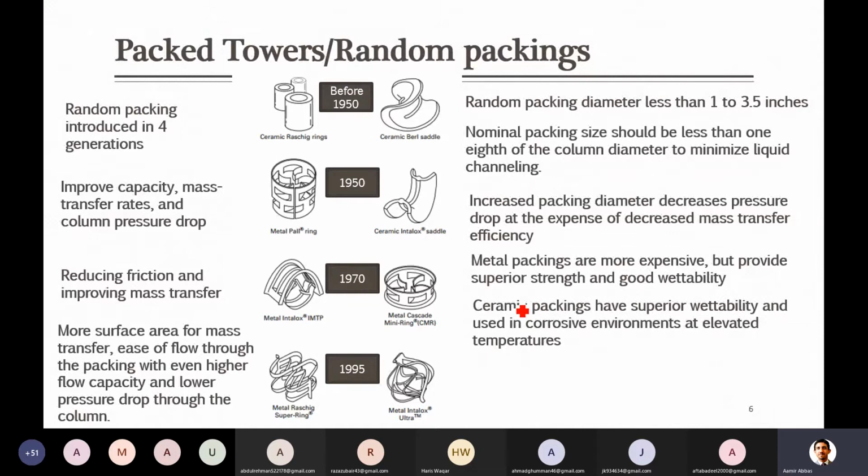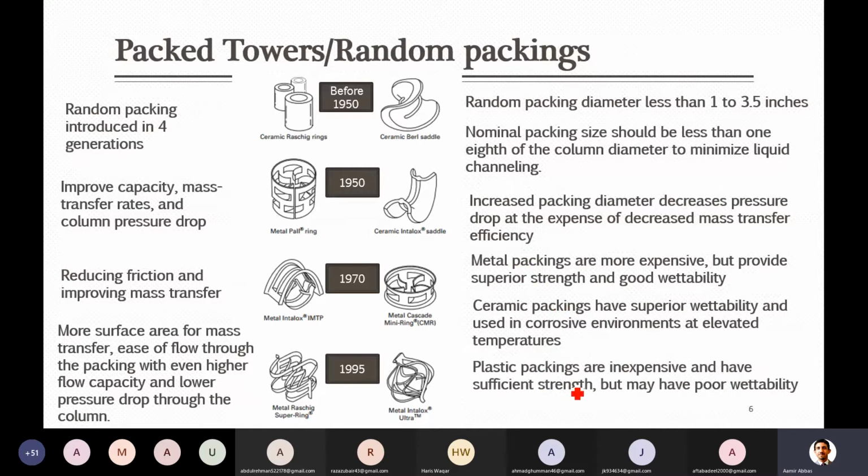But ceramic packings also have better wettability compared to even metals, and they are used in corrosive environments at elevated temperature. Elevated means very high temperature. There it is preferred that ceramic packing should be used, but their strength will definitely be less than metal packing.